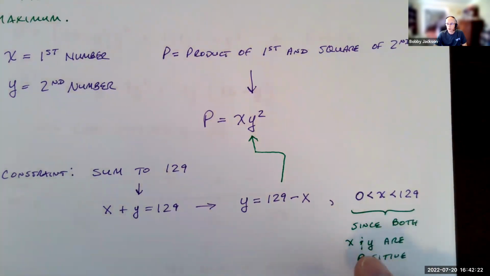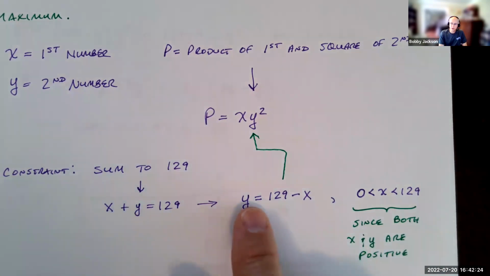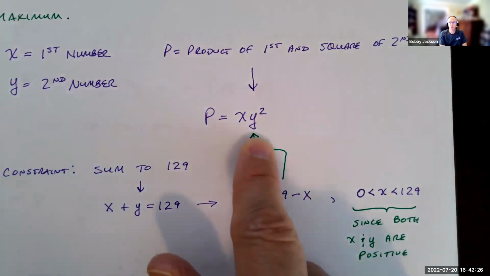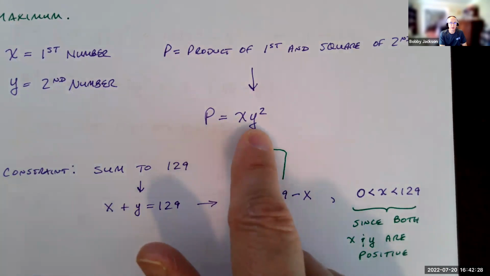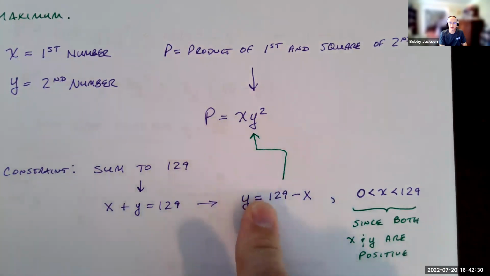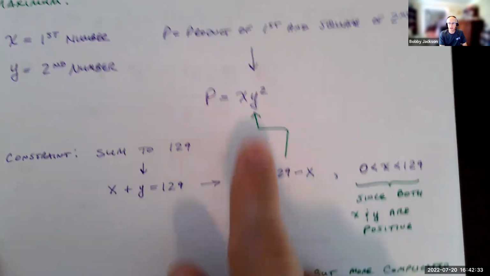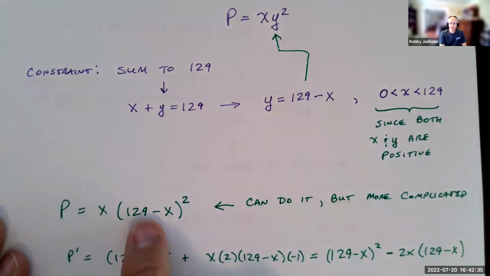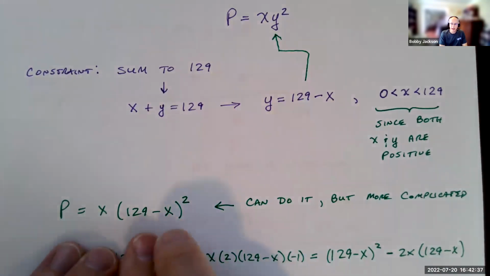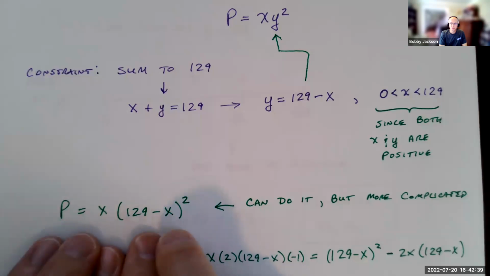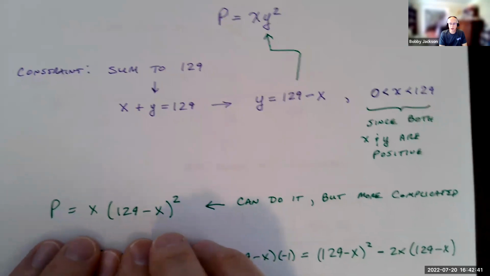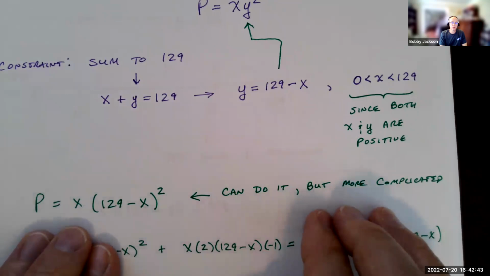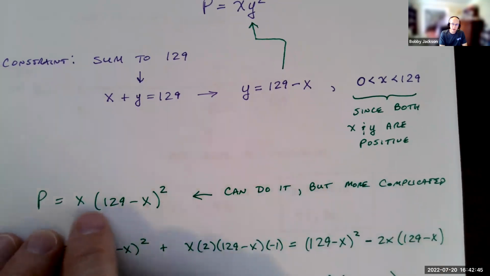Now, what we do then is take this value of y and plug it into the original function we're trying to maximize, and I'll get it in terms of x only. Since it's y squared, that 129 minus x gets squared, and I get this function. I can find the derivative and do all the work, and I'm going to show you how to do that, but it's more complicated.